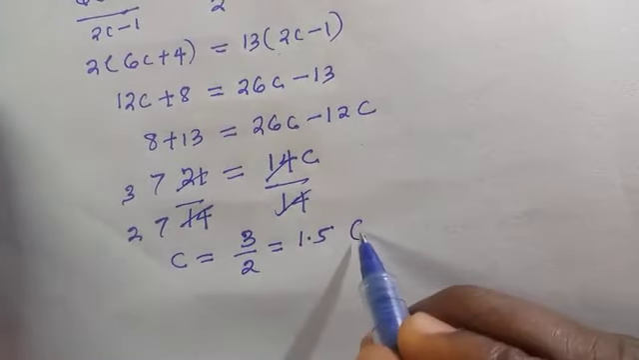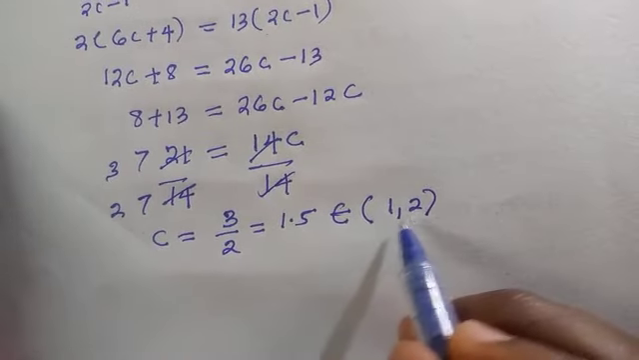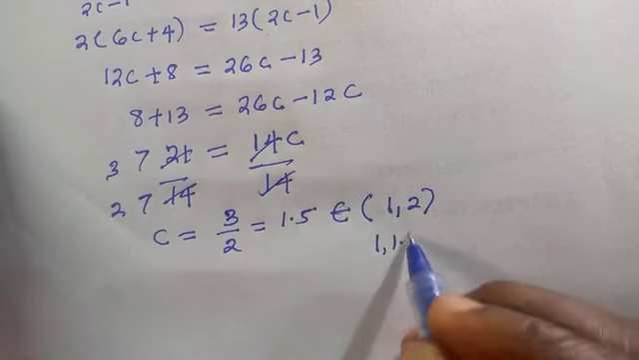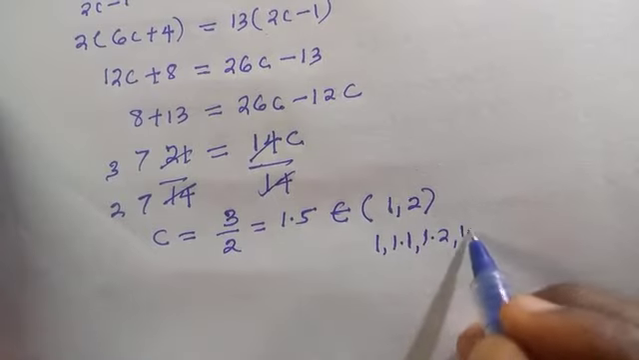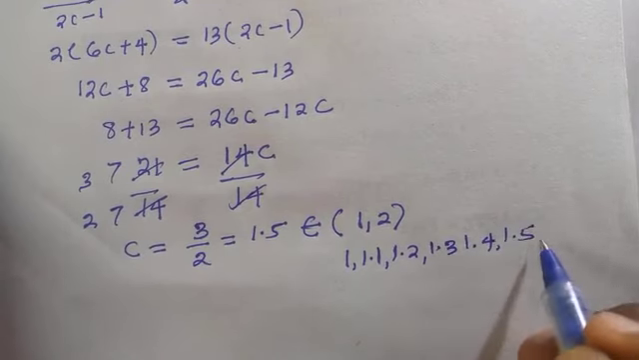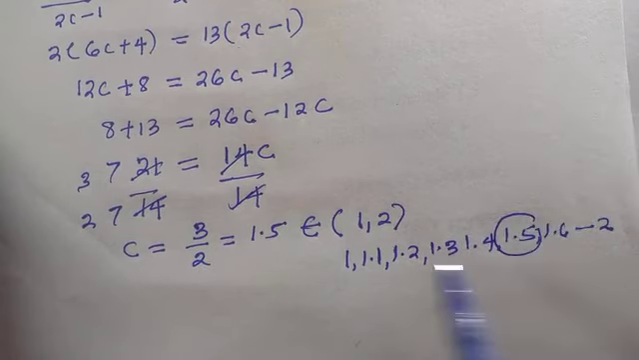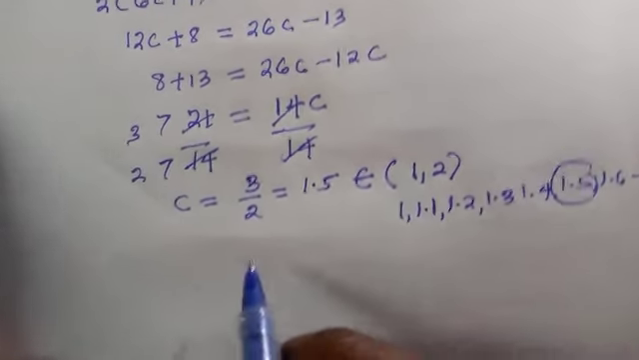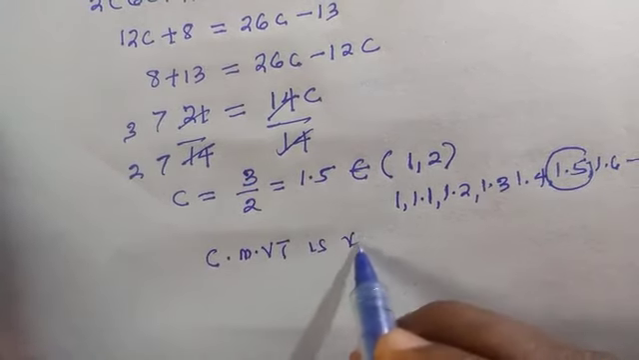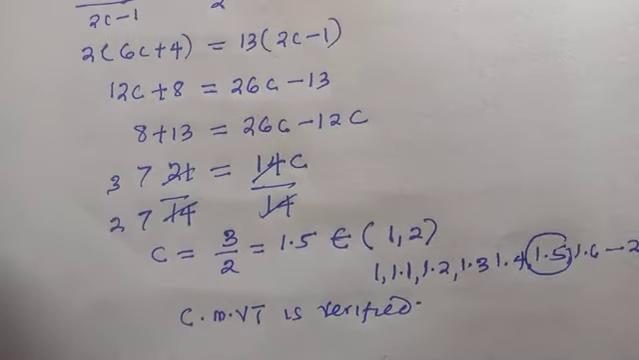All right. So this 1.5 is a member of the interval 1, 2, as the theorem states that there must be a constant value in the open interval 1, 2, which we just got now. Between this interval we are going to see 1, 1.1, 1.2, 1.3, 1.4, 1.5, 1.6, up to 2. And since 1.5 is there, we can now conclude that the Cauchy mean value theorem is verified. And it is always differentiable in this interval.